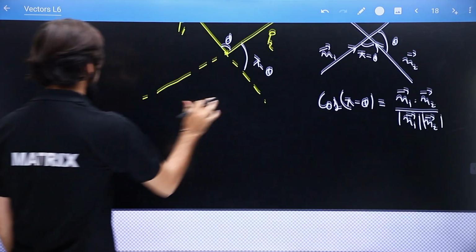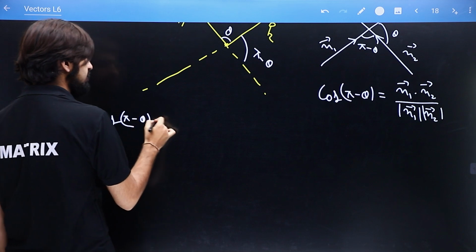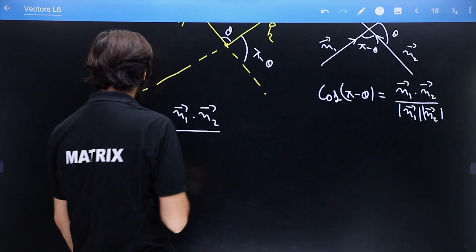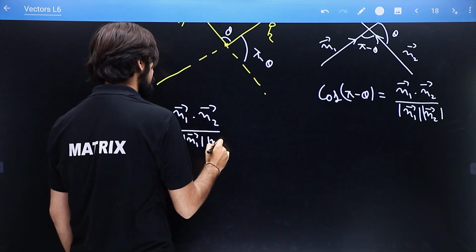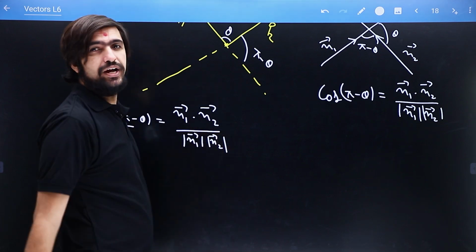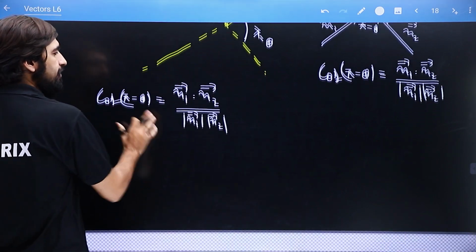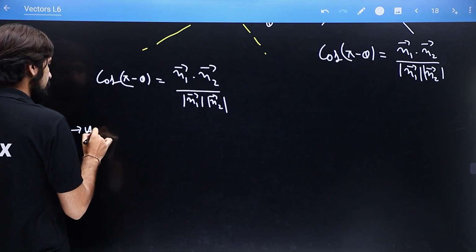So cos(pi − theta) = n1 dot n2 divided by mod of n1 mod of n2. Similarly, in the line we used to find the acute angle between them, not the obtuse angle. So whatever you are getting, you will always find theta as the acute angle.